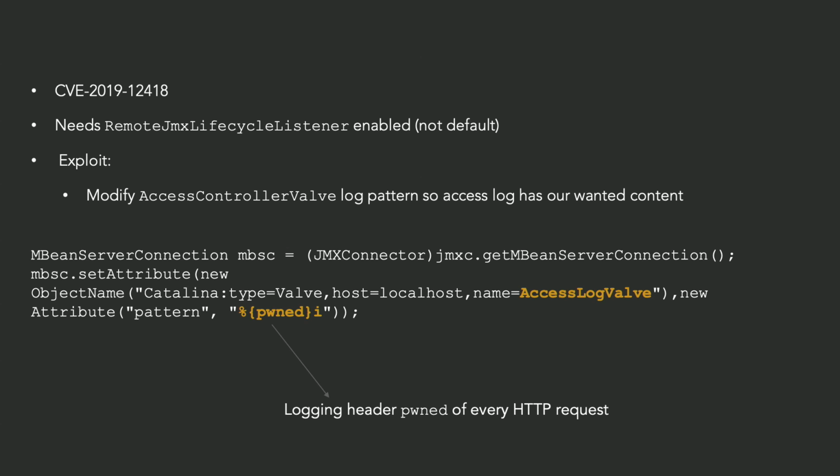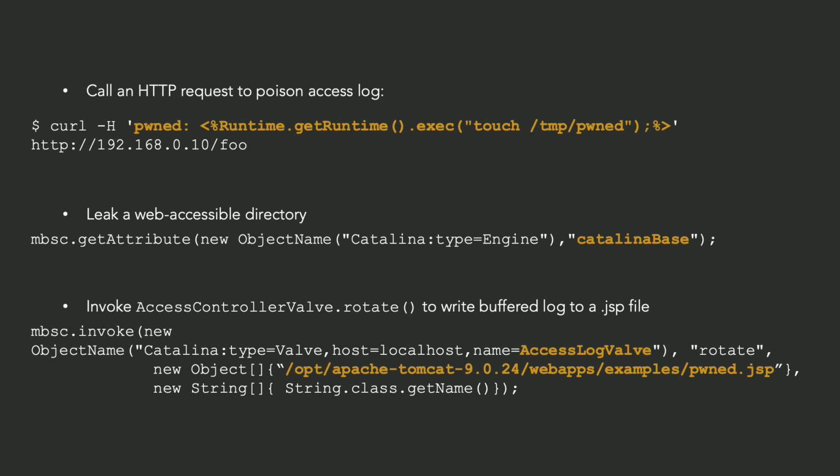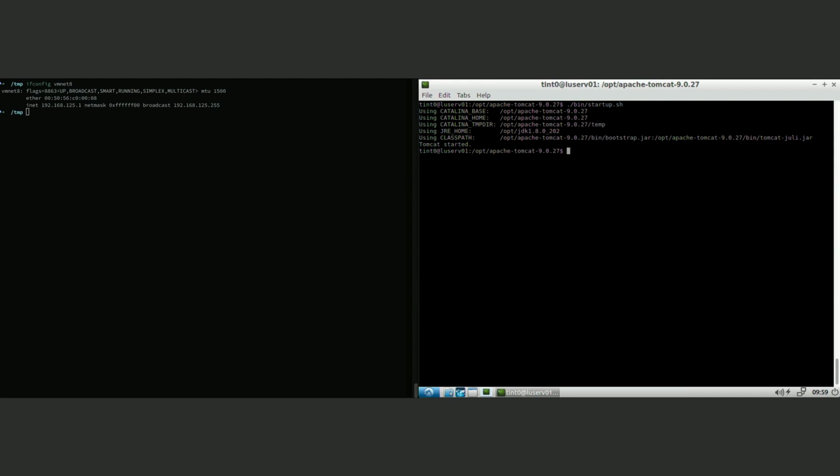log every header we want. So in this case, we can log the header payload. That pattern means logging every HTTP request with the header payload. Then when the attacker invokes a request with that header payload, and later invokes AccessLogValve.rotate, it will write into the location specified by the attacker with the payload from the header. So yeah, it's also very simple.